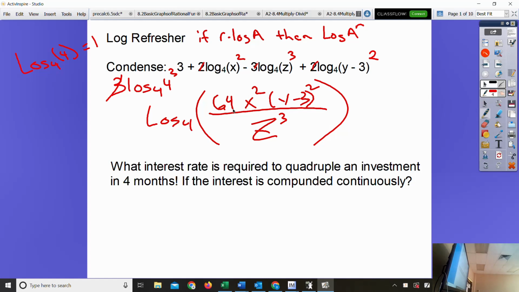Underneath that's a problem we're going to do without graphing. What interest rate is required to quadruple an investment in 4 months if the interest is compounded continuously? You need a formula. PERT. You saw continuous and you associate it with PERT. Amount after time passes is the principal times e raised to the rt. When you're dealing with money problems, time is always measured in what?